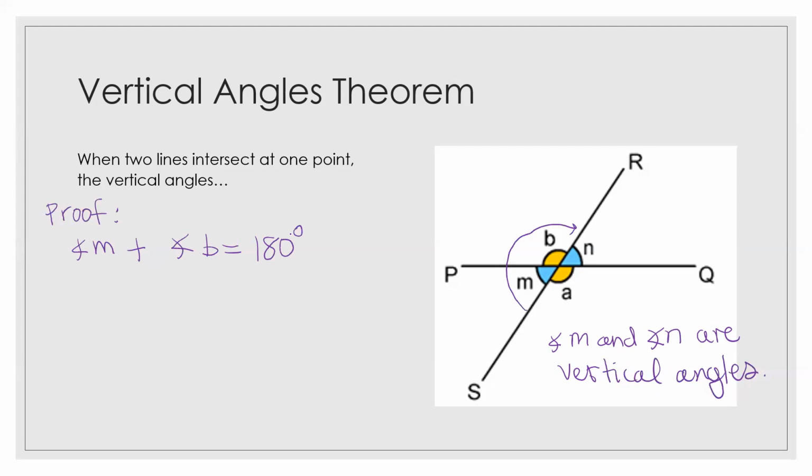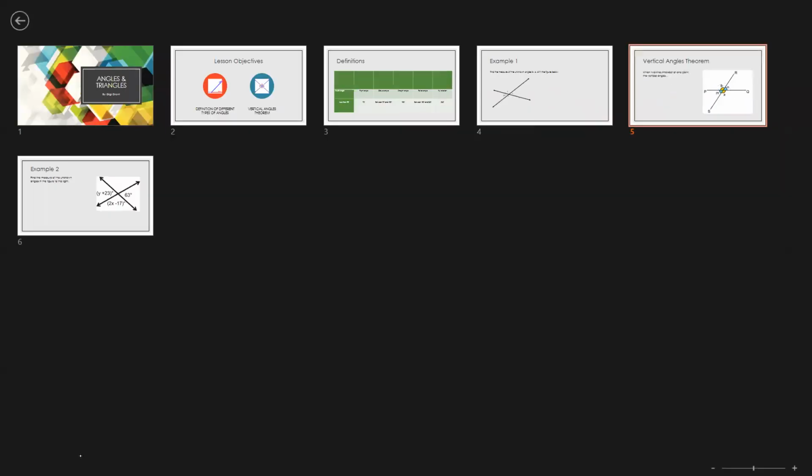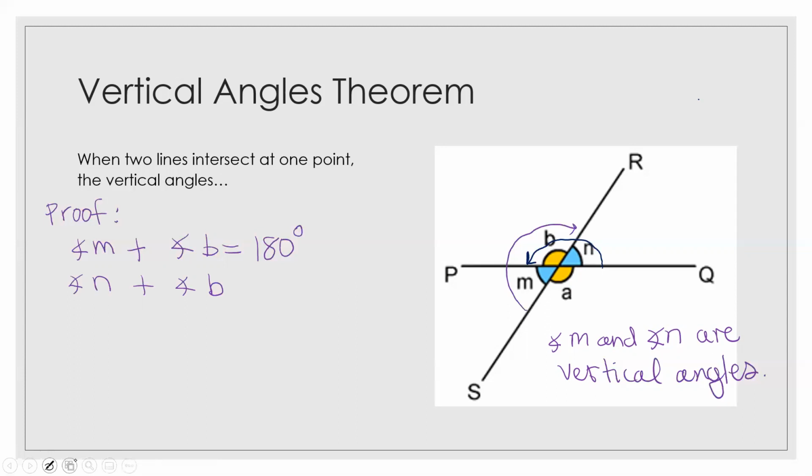Okay, on the other hand, angle N plus angle B, which one is that? That would be this one right here. It goes from here to there, and that would be that straight angle. And that is 180 degrees as well. Okay, so we would write that is 180 degrees.